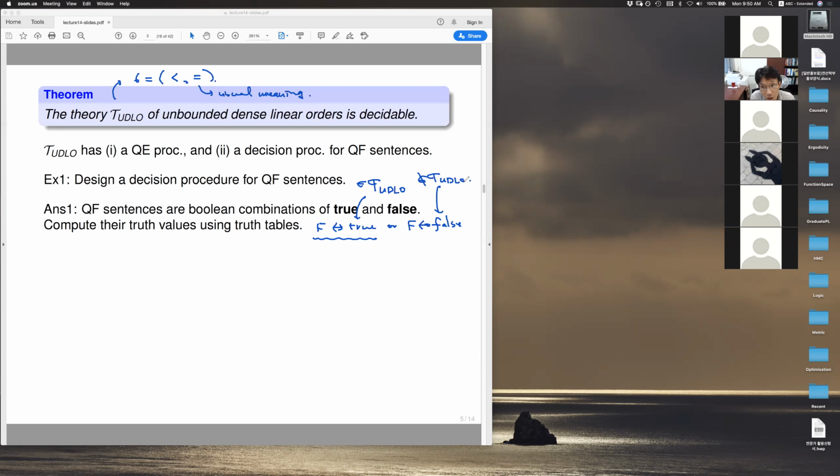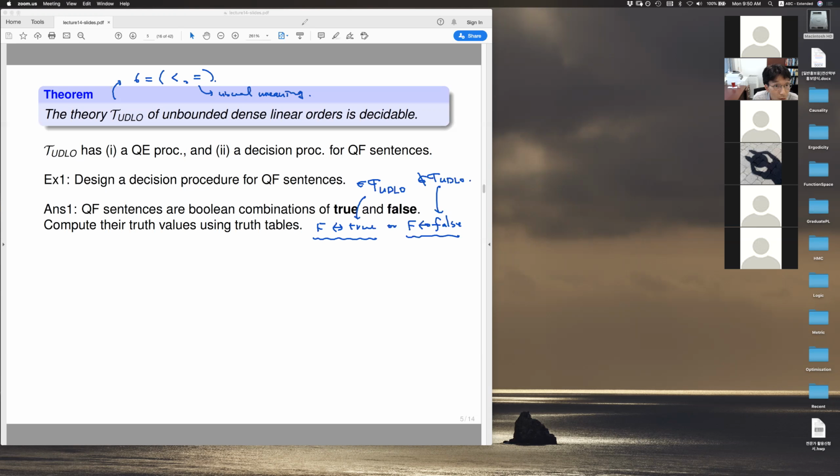And this theory, I mean, it doesn't really contain false. It's a consistent theory, so it doesn't contain false. So anything equivalent to false shouldn't be there. So you just evaluate this, and if it's true, you say it's in the theory; if false, it's not in the theory. So that's how you can design an algorithm here.